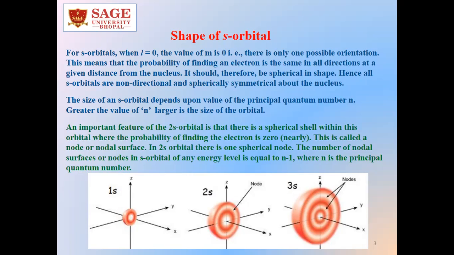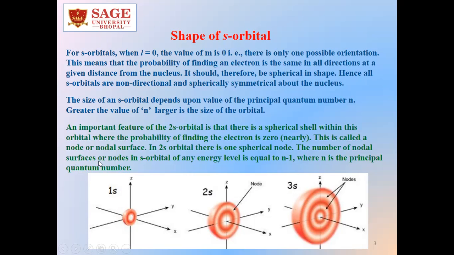One important feature which we would like to discuss here is that in the 2s orbital there is a spherical shell within this orbital where the probability of finding the electron is nearly zero. So this is called a node or nodal surface. In 2s orbital, there is one spherical node. So this is the region, this dark one is bigger, and this white is the region. So this is known as node.